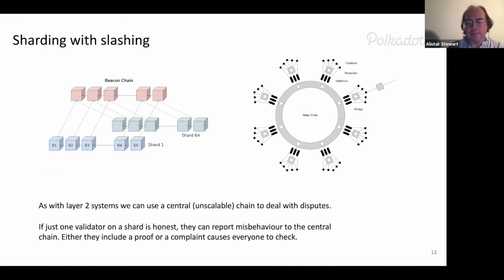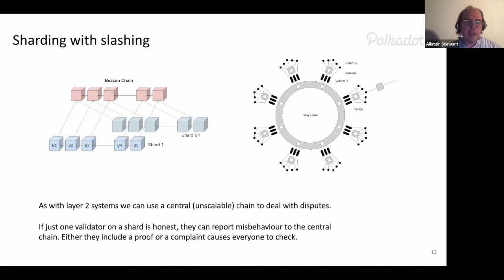a sharded system with one of these central chains, now Ethereum 2 has a central chain called the beacon chain, and in Polkadot we have a central chain called the relay chain. We can use the central chain to deal with disputes on shards. So if we have one honest validator per shard, and they can report something to the main chain, then we can slash the guys on the other chain.